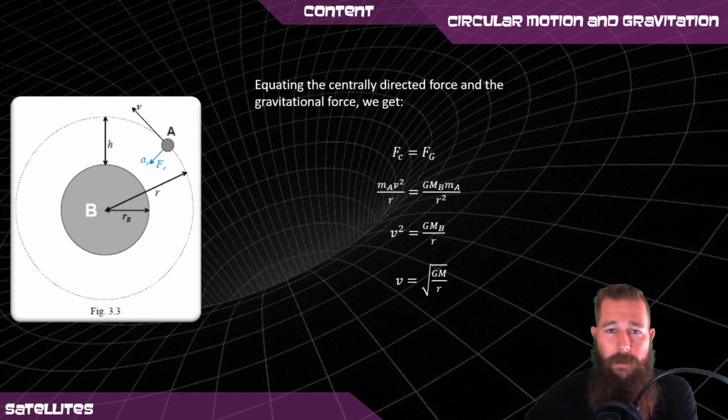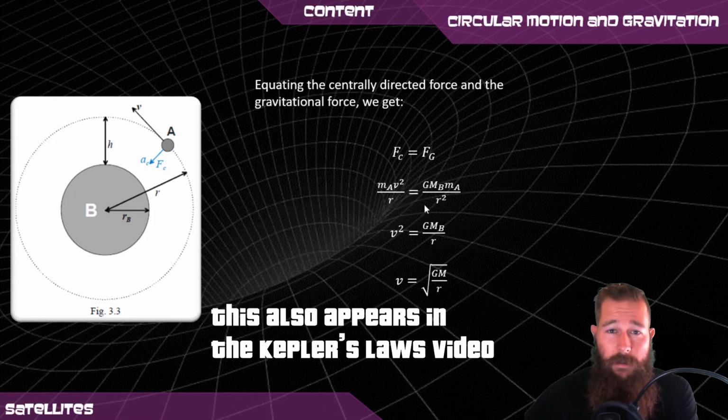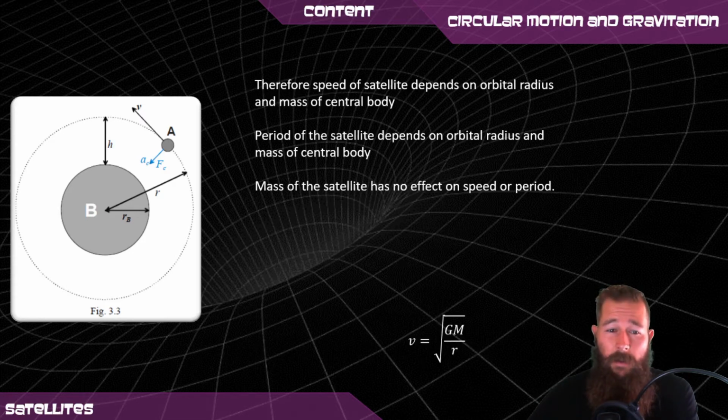Now if we equate the centrally directed force due to uniform circular motion to the gravitational force, we get this equation here. And if we simplify it for velocity, we result in this equation. Looking at this equation, the speed of the satellite depends only on how far away it is from the central body and the mass of the central body. The period depends on the distance away and the mass of the central body, which means that the mass of the satellite has no effect on the speed or the period.